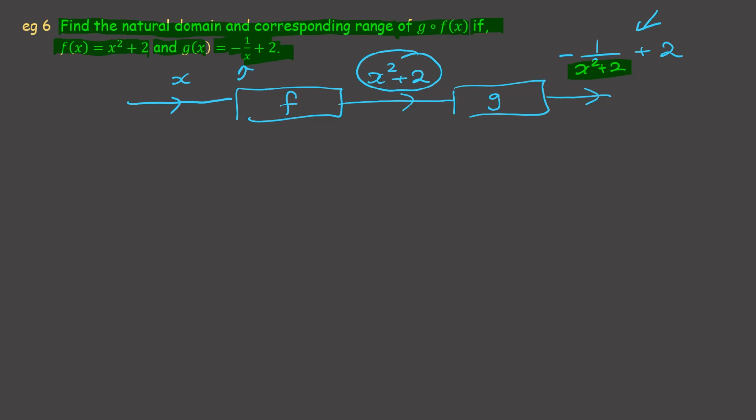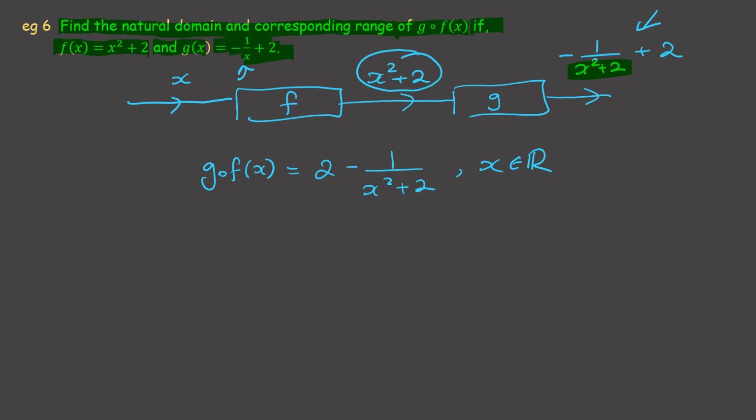So in other words, we can say that g of f of x is equal to 2 take away 1 over x squared plus 2, and just state x is a real. That is our natural domain. Now let's think about the range.